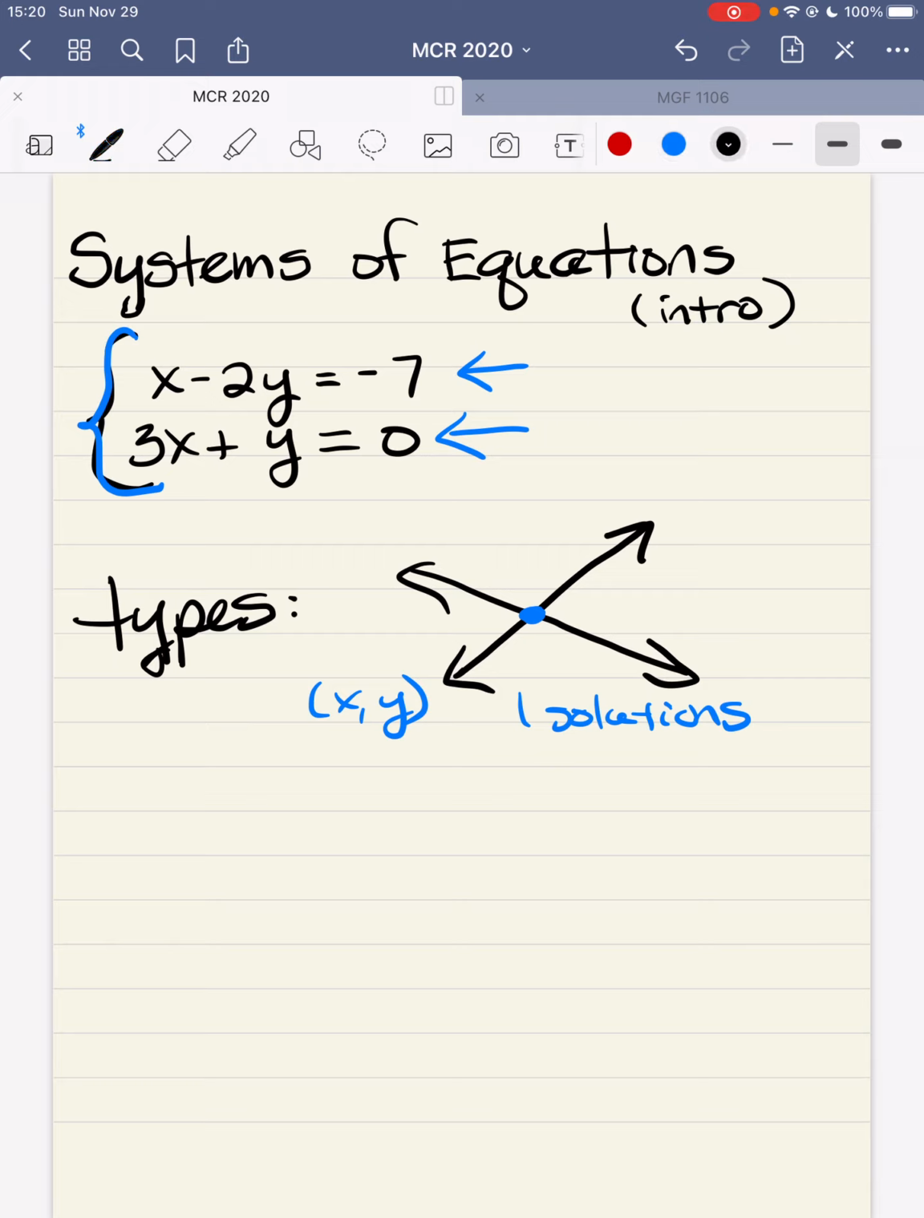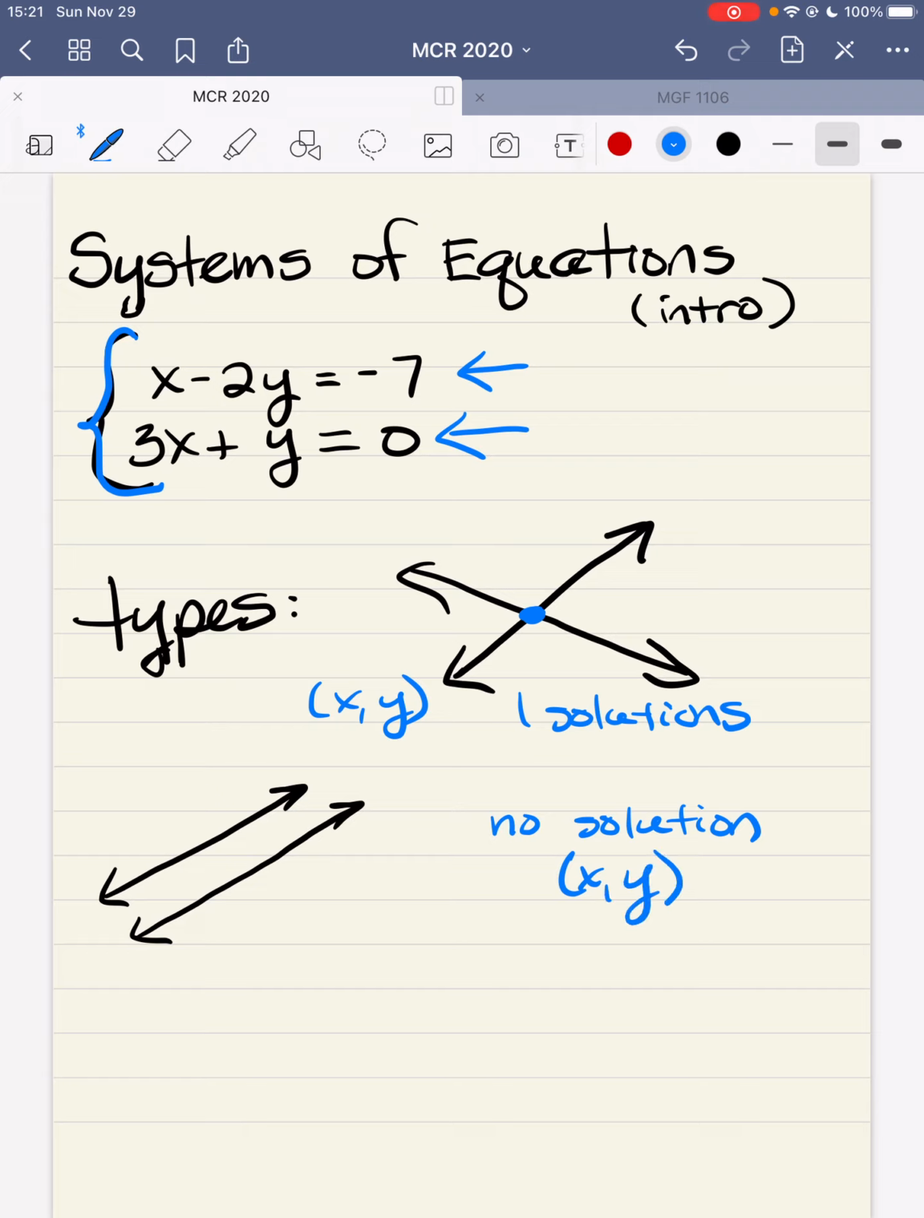The second scenario is if we have a line and then we have another line running parallel to it. Right. At this point, these two lines never cross. They never meet each other. This is our no solution scenario. Okay, which means there is no one point x, y that is going to satisfy these equations because they never touch each other.